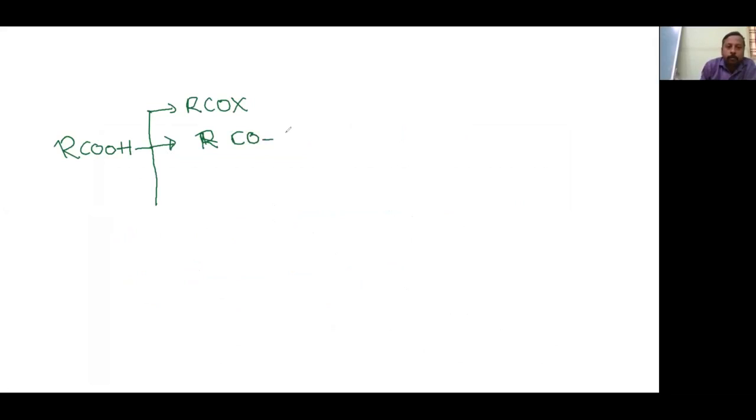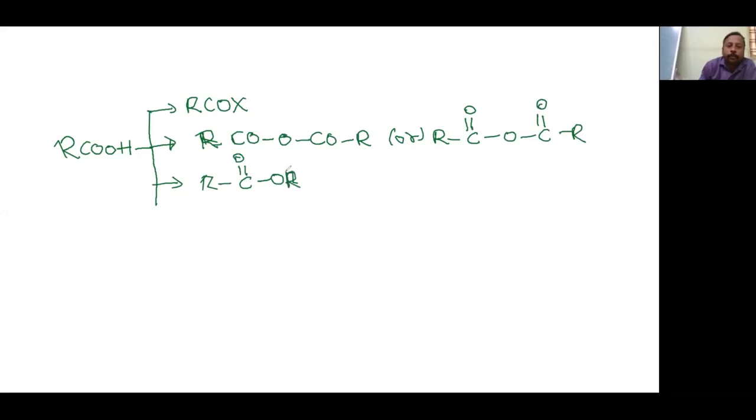Then RCOOCOR. Here the structure will be exactly like this. I will write the detailed structure so that you can understand it clearly: R, C double bond O, oxygen, then C double bond O, R. Next one is R, C double bond O, O, R dash. And the fourth and final one will be R, C double bond O, NH2. Is that understood?